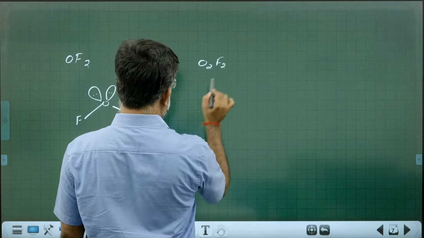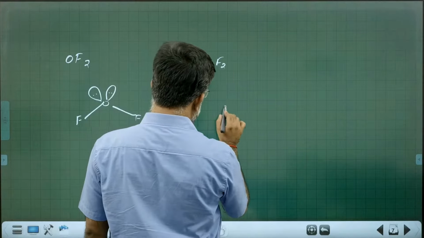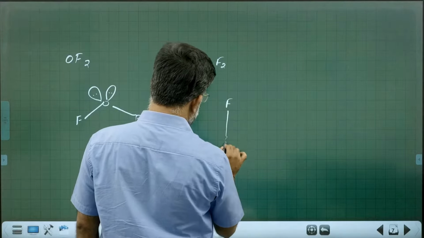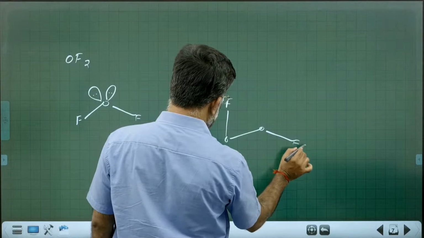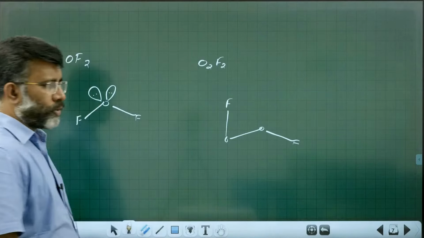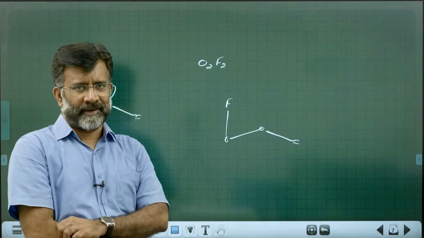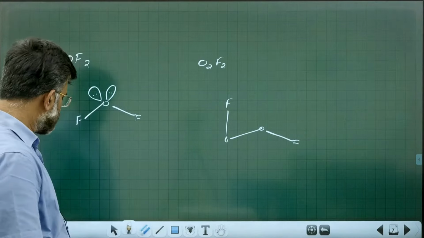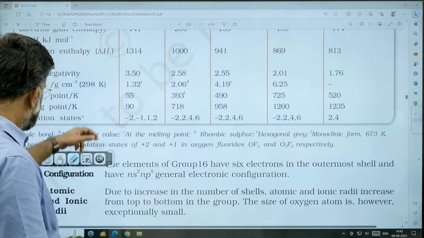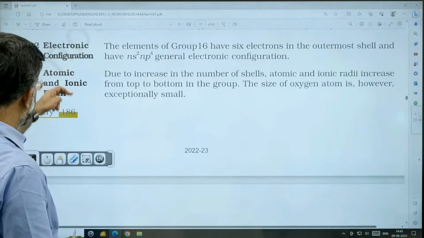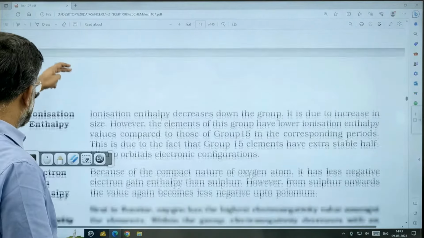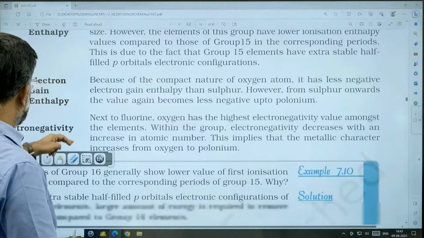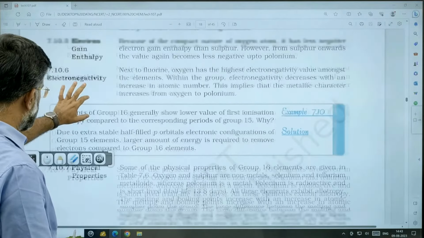And O2F2 is isostructural with hydrogen peroxide. It will be like this, a non-planar structure. So that's about electronic configuration, atomic and ionic radii, ionization enthalpy, electron gain enthalpy, electronegativity.